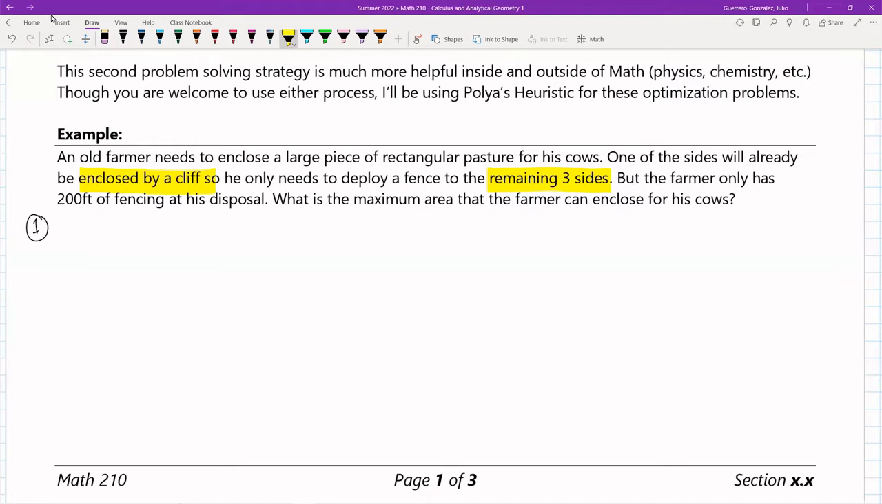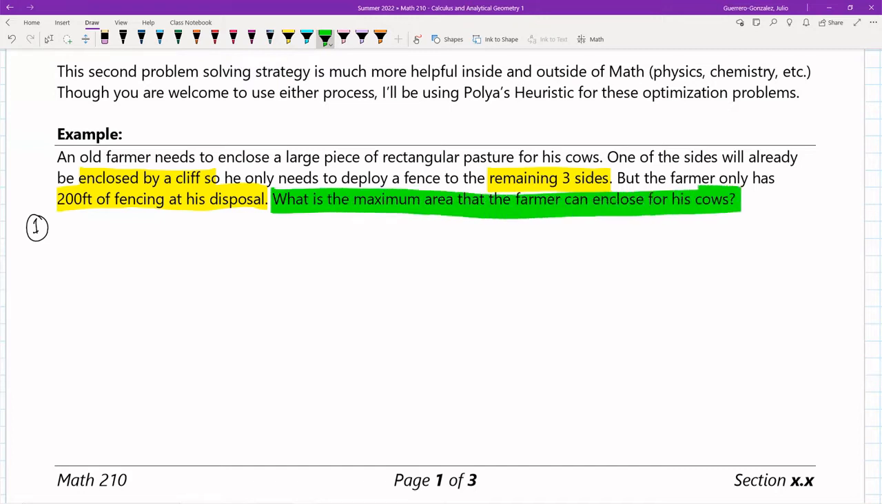And we have a constraint, right? That constraint is he only has 200 feet of fencing at his disposal, okay? And the whole problem is asking us to maximize the area for his cows, okay? So this is the thing that we're trying to find, right? What is the maximum area?